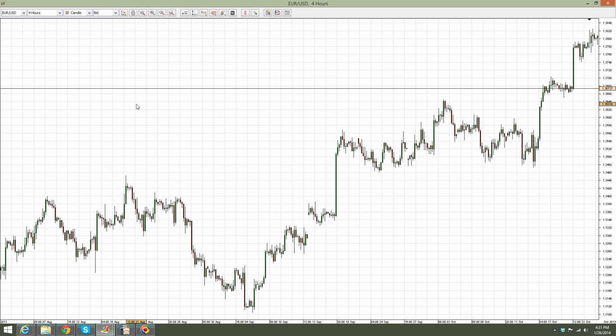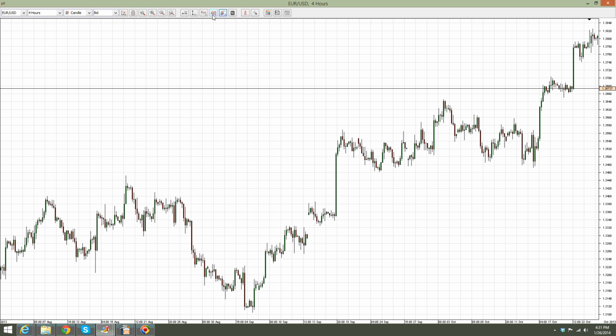Now, as you can see, this is the euro and the US dollar 4-hour chart, and we are looking at the gaps for the 4-hour chart. And basically, either if you're looking on the 1-hour chart or the 4-hour or the daily chart, the area should be the same. When a gap is forming, then you should take that into consideration.